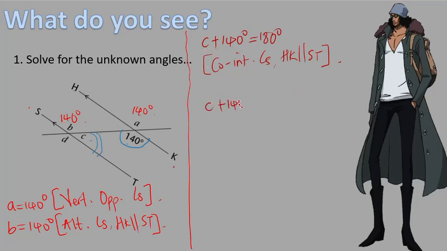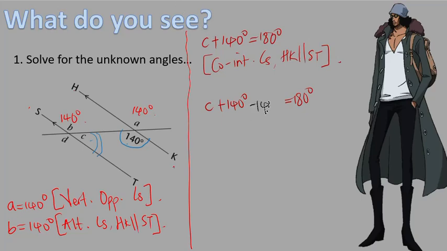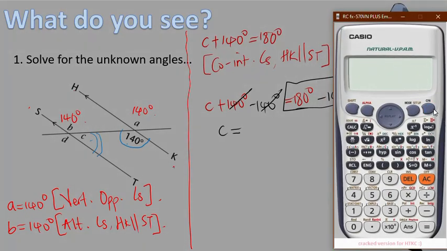So C plus 140 degrees is equal to 180 degrees. I need the additive inverse of positive 140. That is negative 140, so I add negative 140 on both sides, removing 140 from the left so that I can be left with C on the side. I know you can get this without a calculator, but when they never said do not use a calculator, just use a calculator, right? So it's 180 minus 140, that gives you 40 degrees.